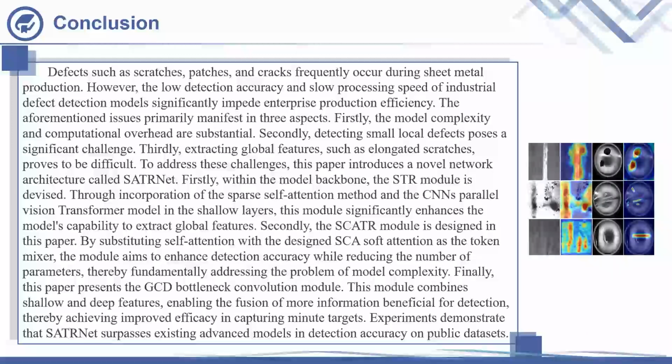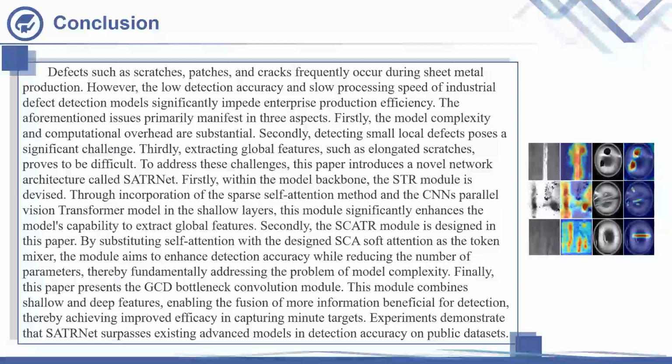Firstly, the model complexity and computational overhead are substantial. Secondly, detecting small local defects poses a significant challenge. Thirdly, extracting global features, such as elongated scratches, proves to be difficult. To address these challenges, this paper introduces a novel network architecture called SAT-RNet.